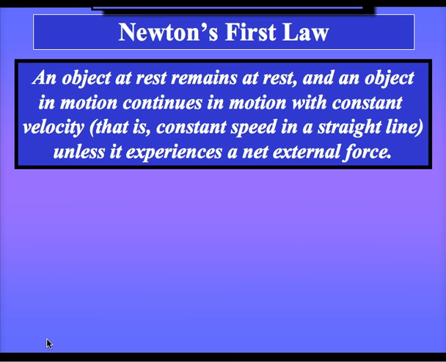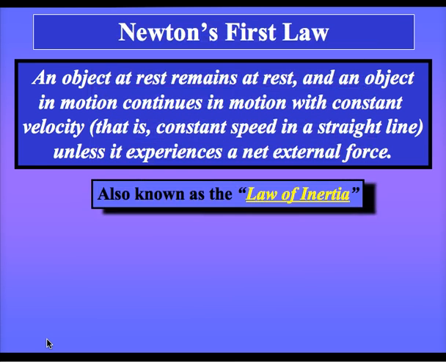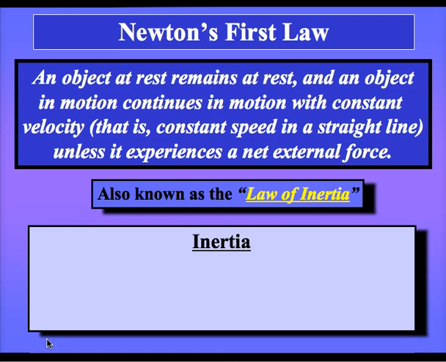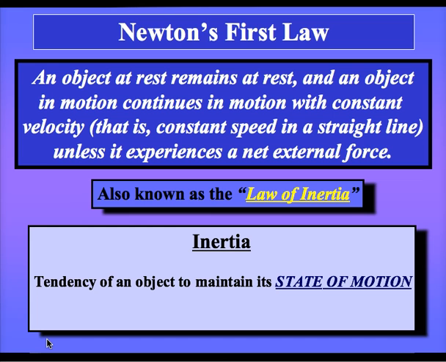Objects in motion tend to stay in motion. It's also known as the law of inertia. And inertia is defined as the tendency of an object to maintain its current state of motion. Objects resist changes in motion if they have a lot of inertia. It's directly proportional to the mass.